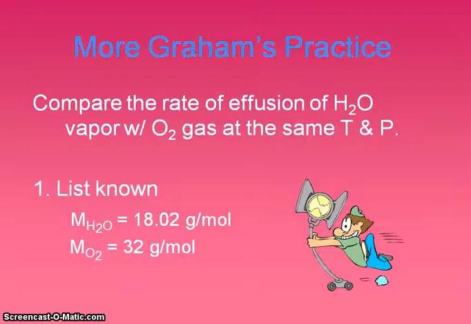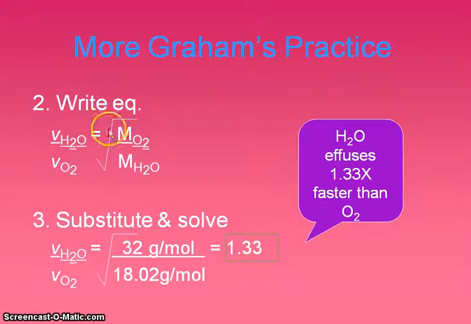Another way you can use the same law is with this type of problem. This one just tells us to compare the rate of effusion of water vapor with oxygen gas at the same temperature and pressure. So it doesn't actually give us an exact speed the way the previous problem did. The only thing we know here is that we're comparing oxygen and water. So we can look up each of those molar masses on the periodic table, and then what we'll do is just simply use the right side of our equation.